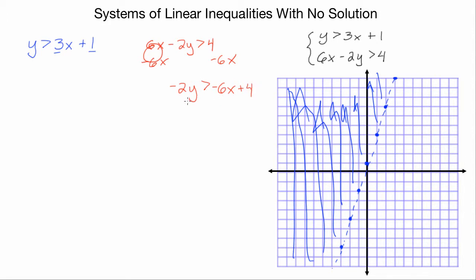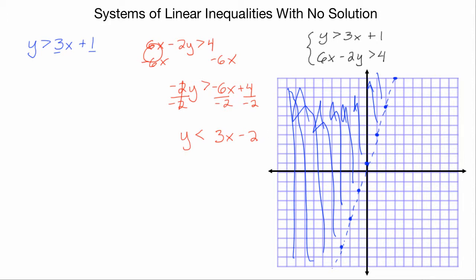Now to get y by itself, I've got to get rid of this negative 2 multiplying it. So I'm going to divide both sides by negative 2. Everything on both sides gets divided by negative 2. Negative 2 divided by negative 2 turns into 1y. Negative 6 divided by negative 2 turns into 3x. And 4 divided by negative 2 turns into minus 2. But since I divided both sides by a negative number, I have to reverse the inequality. So now it's y is less than 3x minus 2.